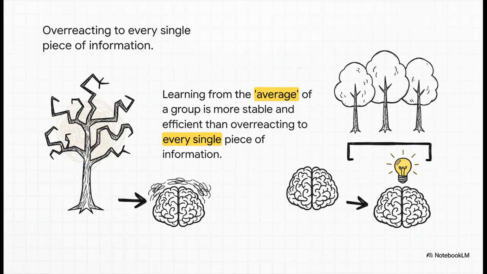So, if there's one thing to take away from all this, it's this simple idea: learning from the average of a group is just way more stable and efficient than overreacting to every single piece of information you see. It's really about seeing the big picture, the whole forest, instead of getting lost and confused by one weird-looking tree.